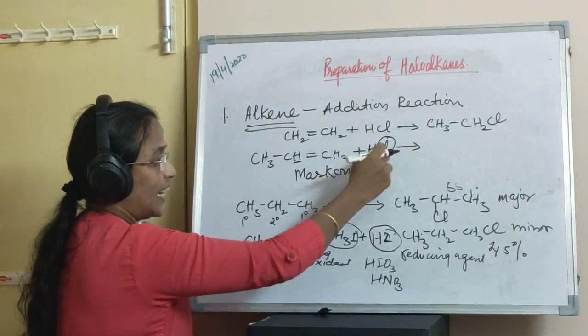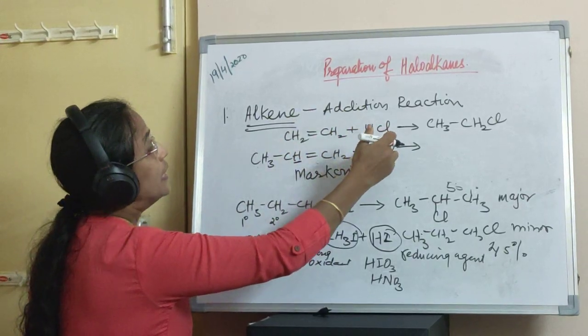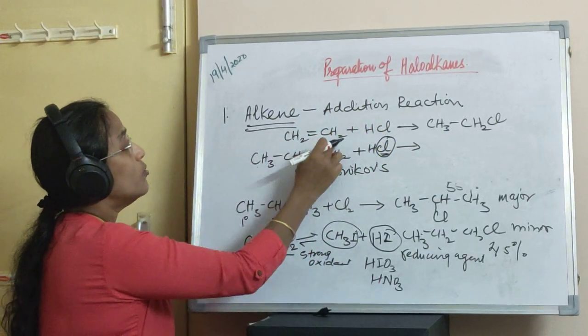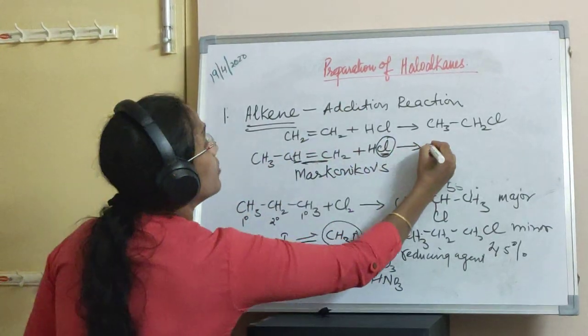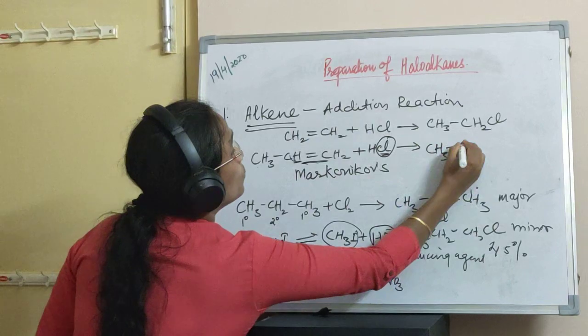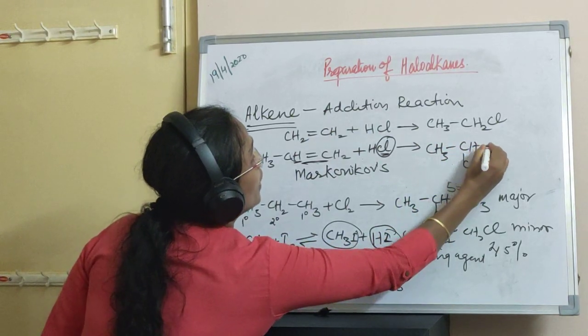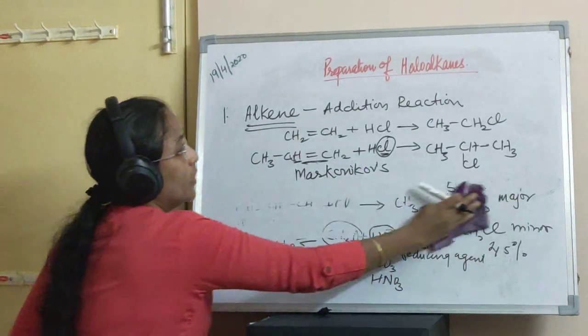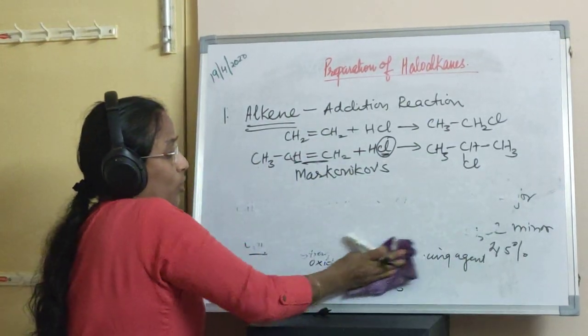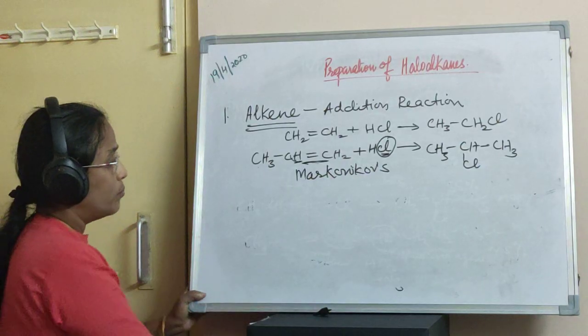The negative part of the addendum which is going to be added will go to that carbon atom of the double bond which contains less number of hydrogen atoms. So we will follow the rule and we get a product like this. Similarly, this Markovnikov's rule can be followed in many cases.